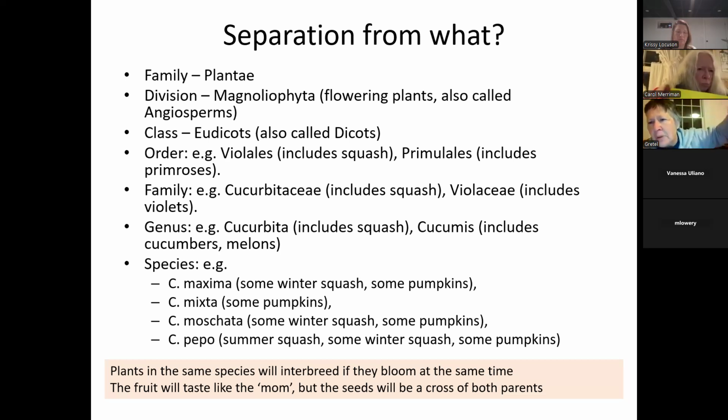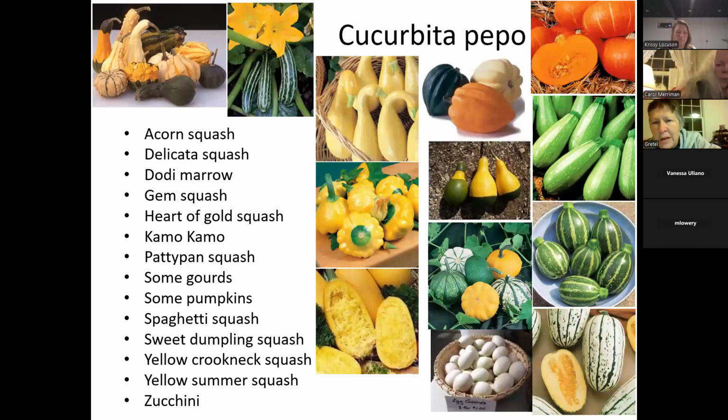You have to go up a level. The genus is Cucurbita. The species are four that we eat mostly: Cucurbita maxima, mixta, moschata, and pepo. And the vast majority of summer squash are Cucurbita pepo. Every squash here is a Cucurbita pepo, which means every squash here is genetically compatible with every other one.